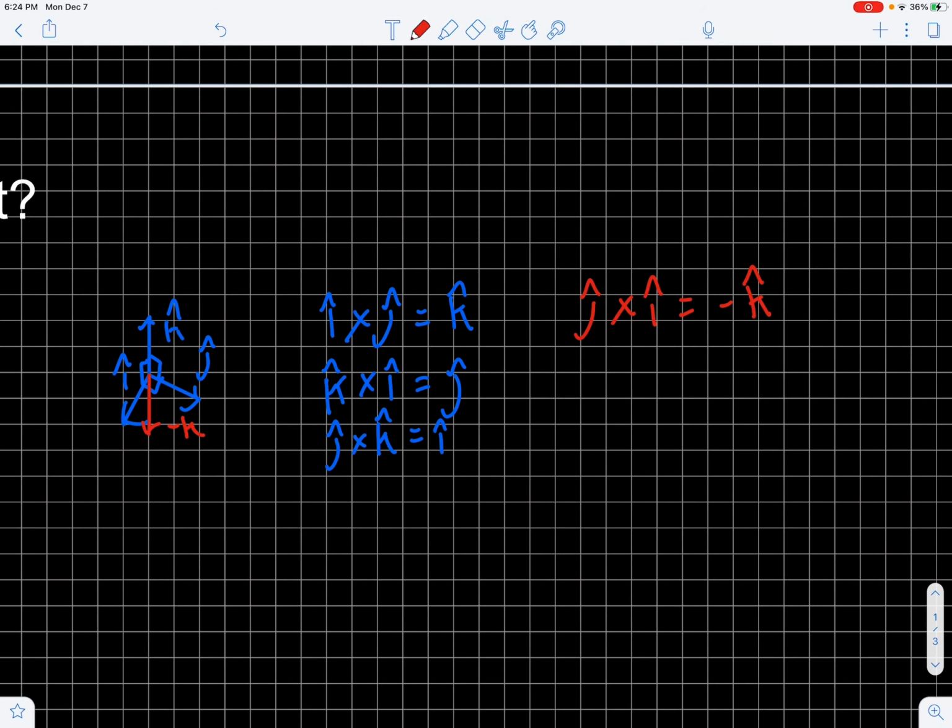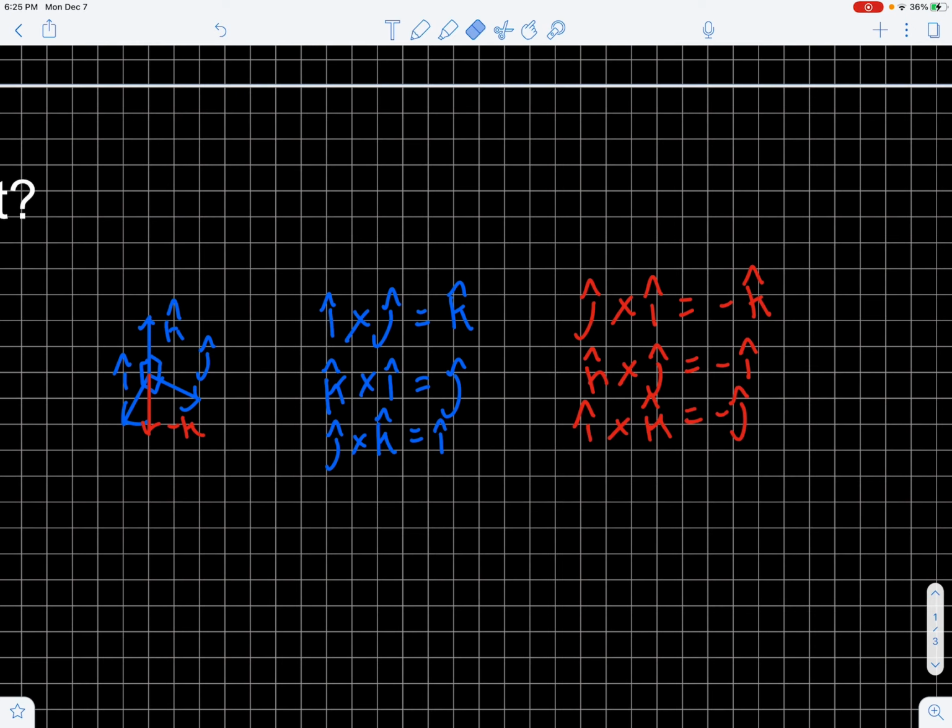And we can do the same thing over here. We can just bump everything over 1. K hat cross j hat equals negative i hat. And i hat cross k hat equals negative j hat.